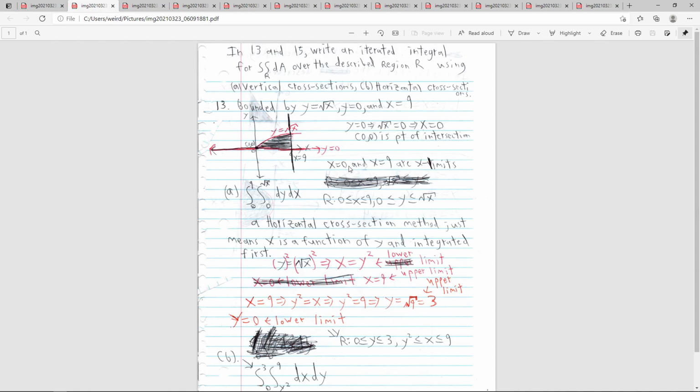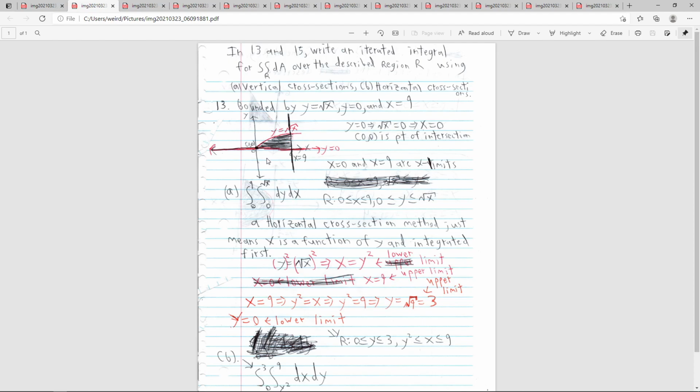So the x limits can be thought of as x equals 0 and x equals 9 for this one, if we're going to do y equals square root of x, y equals 0 for 1. So that's what it is. In the region we described as such, it's 0 to 9, 0 to square root of x, and that's dy dx. That's a vertical.